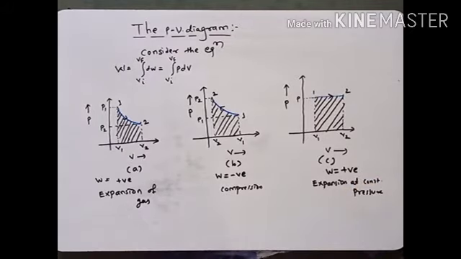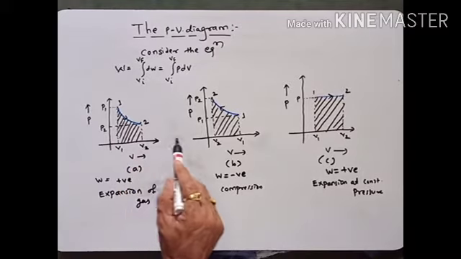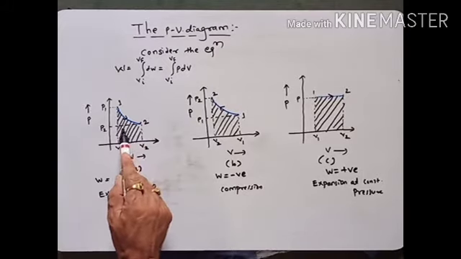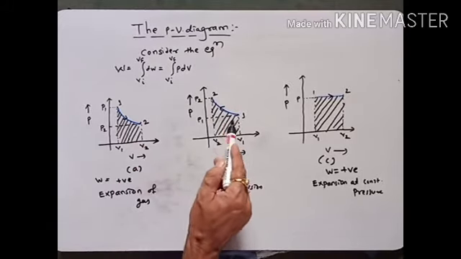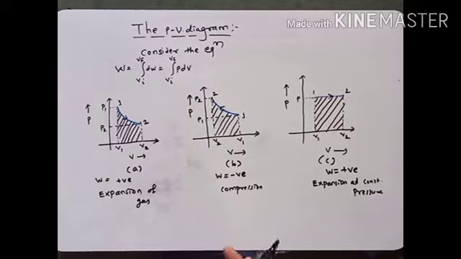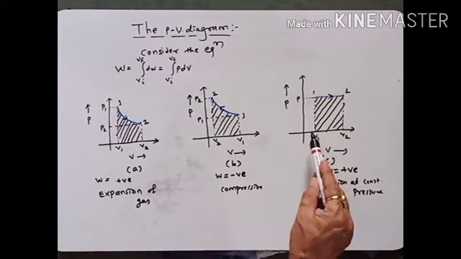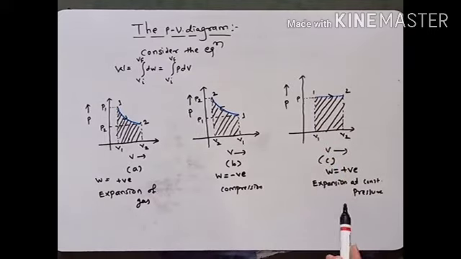This is all about the PV diagram. That means we consider expansion and compression, where changing pressure changes volume, and these two curves are isothermal curves. Here temperature remains constant, and here at constant pressure the volume changes. Expansion at constant pressure and work is positive. Here also work is positive, here work is negative. This is all about the PV diagrams.